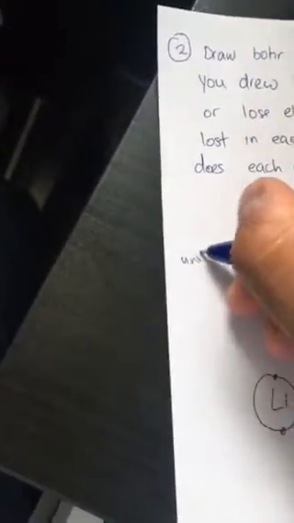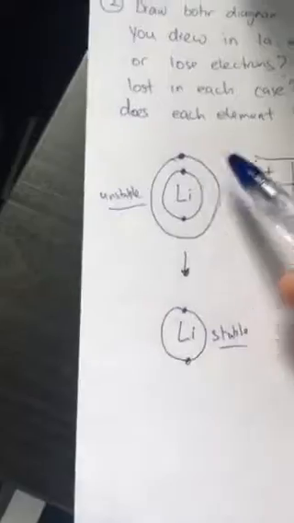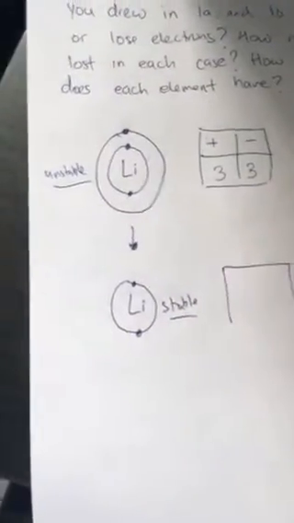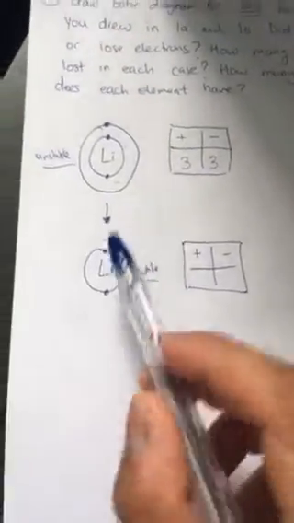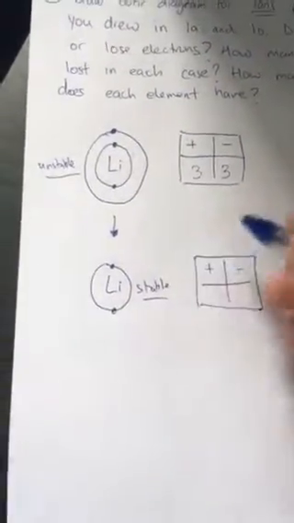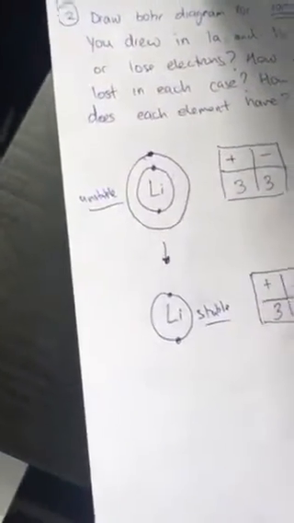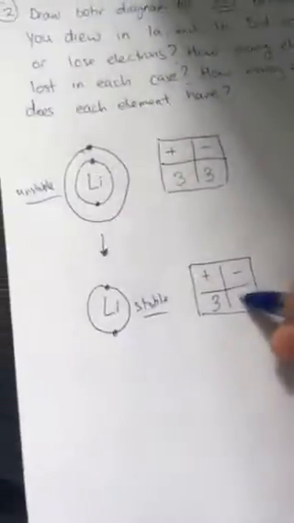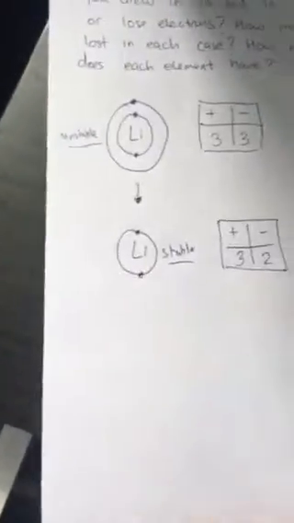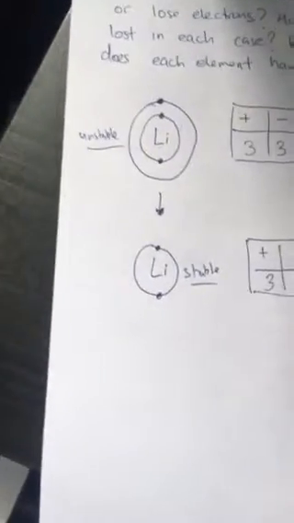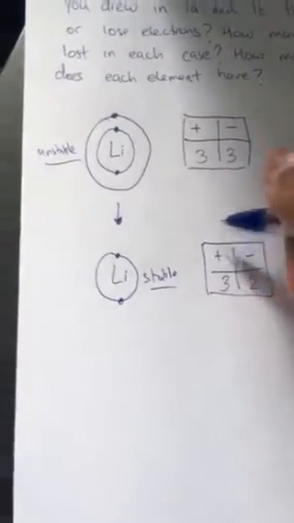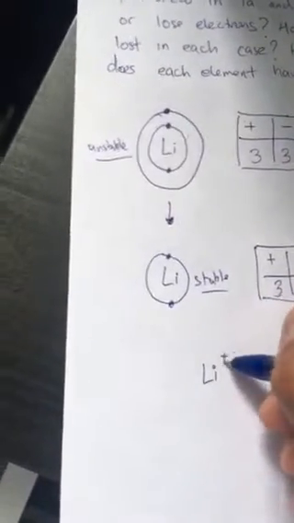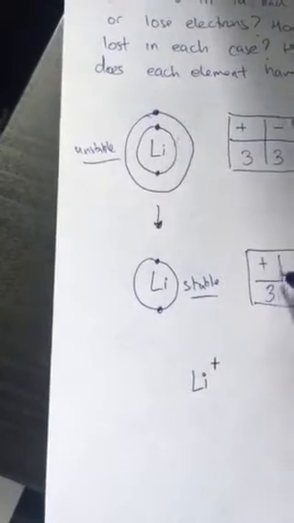This is unstable, right? So now that's stable, but when we did this, we removed an electron. So there's protons. This is removing an electron. Okay, we still have 3 protons, but we removed an electron. So now we have only 2 electrons. So when you remove an electron, you have an extra positive charge. So that's why this becomes lithium positive, because you have 1 extra positive charge.